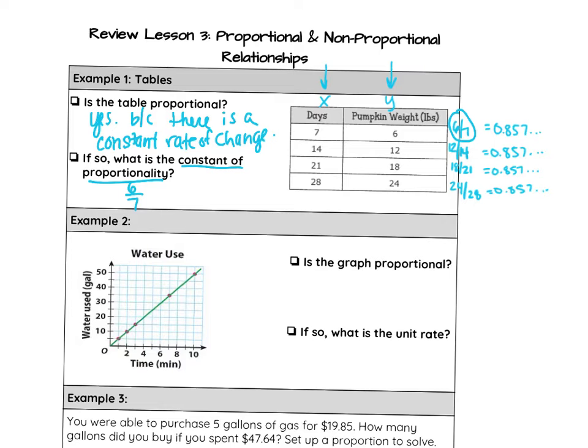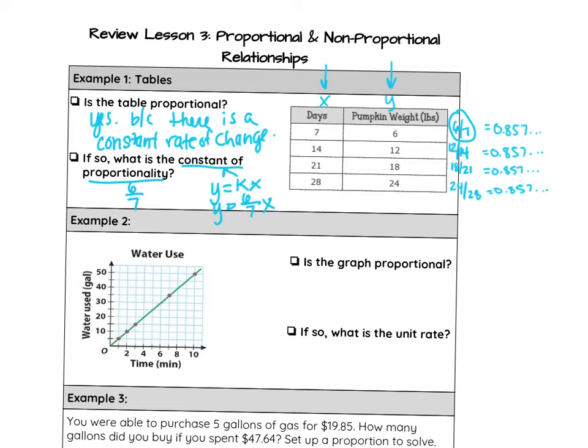Now I'm going to add this little extra. Hopefully you guys remember writing an equation. The equation would be in the form y is equal to k times x, where k is that constant. So our equation here would be y is equal to 6/7 times x.